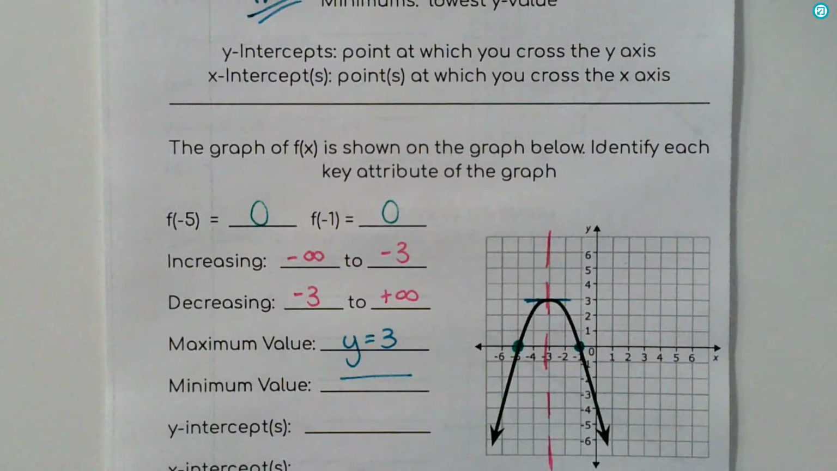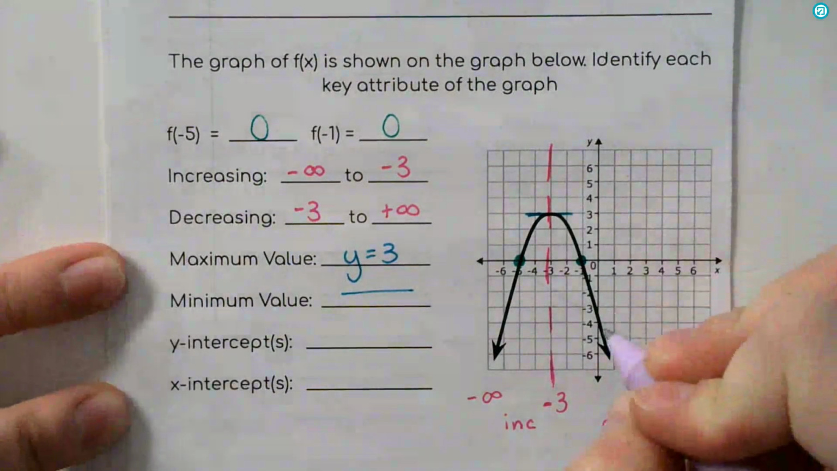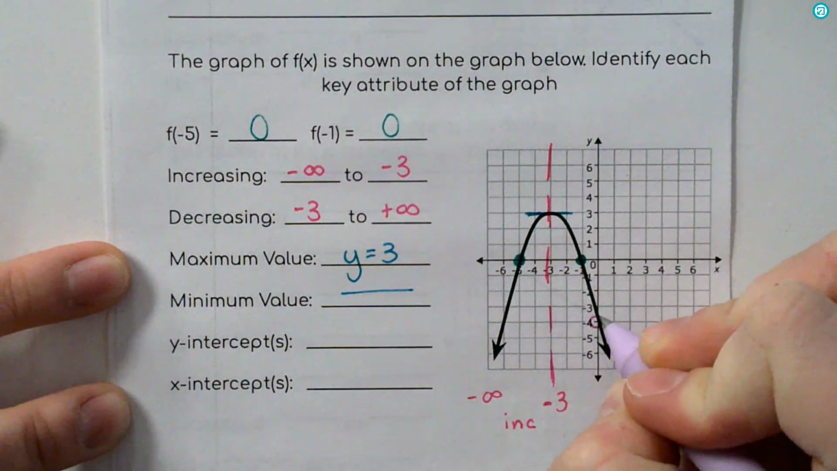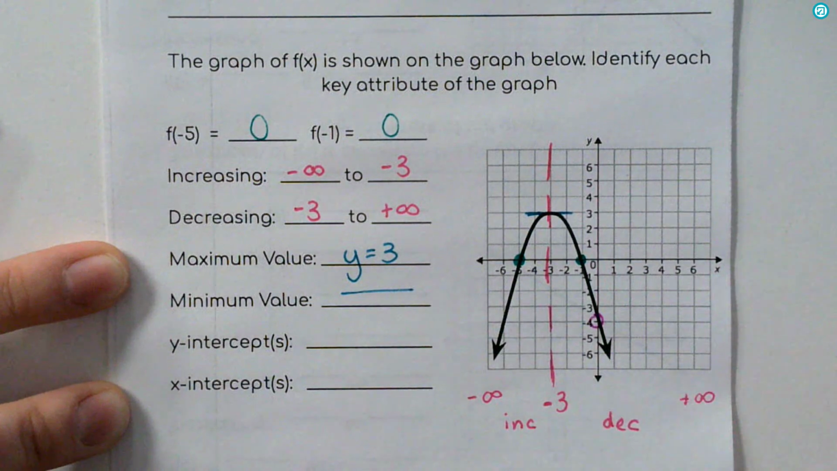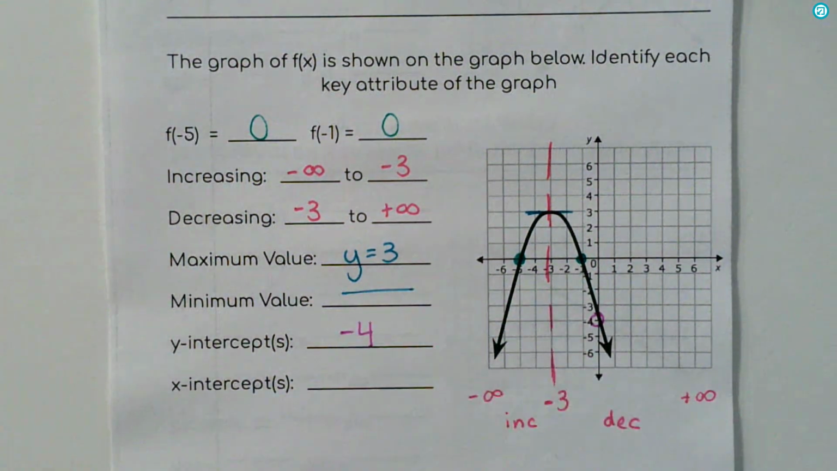So moving back down to my graph, my y-intercept on this one is down here. It's kind of tricky to see. I'm going to call it -4. I know it's not perfect. Let's call that -4. Okay, and then my x-intercepts, this is my x-axis. I cross the x-axis twice. What are the two places I cross the x-axis?